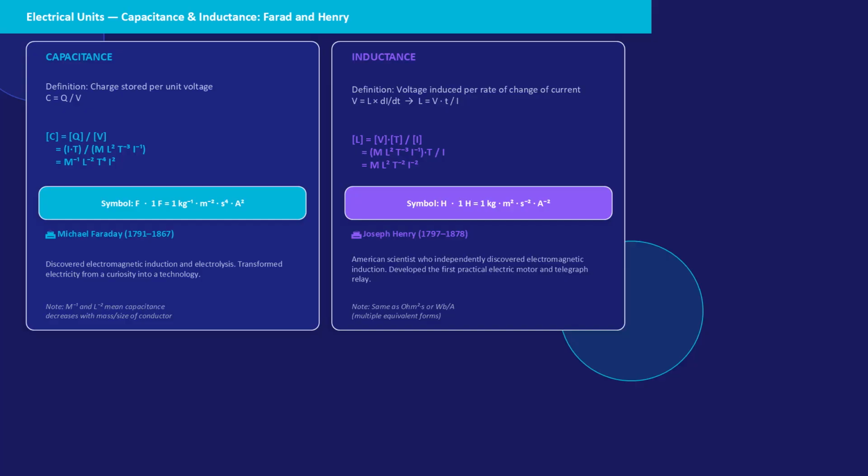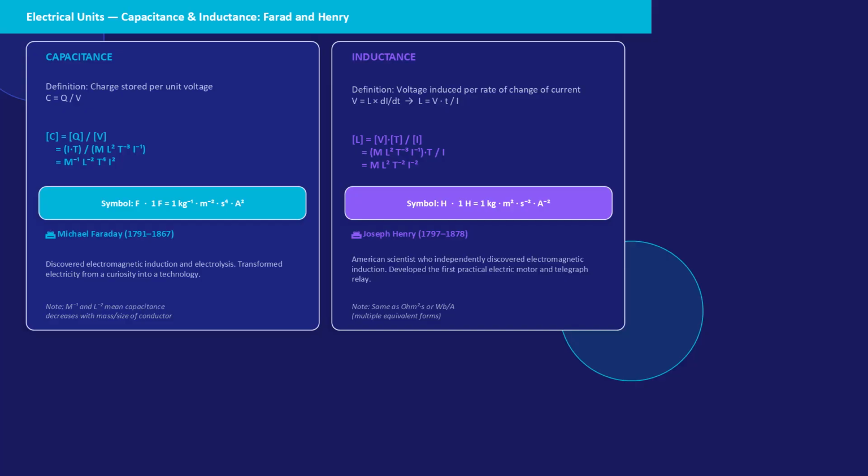Notice the negative powers of M and L. This makes physical sense. A larger electrode area increases capacitance, but we are dividing by the mechanical dimensions in the denominator. The farad is named after Michael Faraday, who began his career as a bookbinder's apprentice with no formal education. He became perhaps the greatest experimental scientist of the 19th century, discovering electromagnetic induction and the laws of electrolysis.